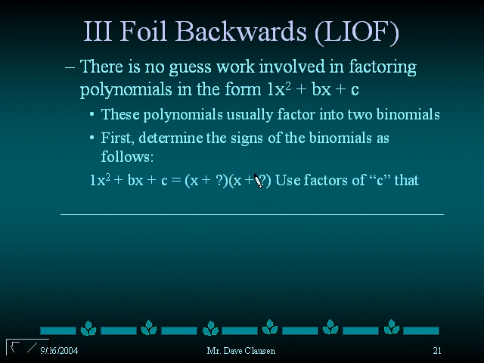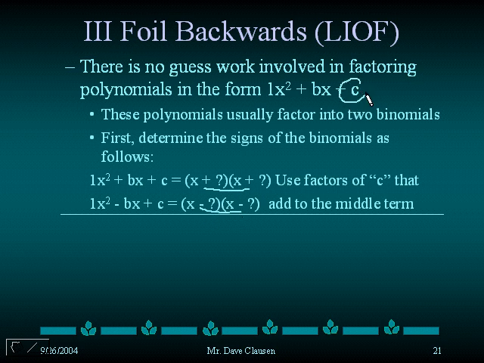What we find out for those somethings is going to be the factors of c that multiply to give us those numbers. If it's 1x squared minus bx but ends in plus c, the signs are going to be the same, x minus some number times x minus some number. Now in this case, since both of these signs are either both positive or both negative, we want to look for factors of this constant where we can add them together and get this middle term bx. That's what we're looking for.